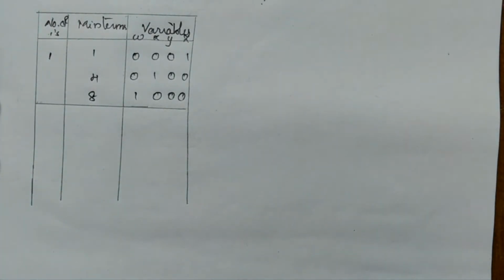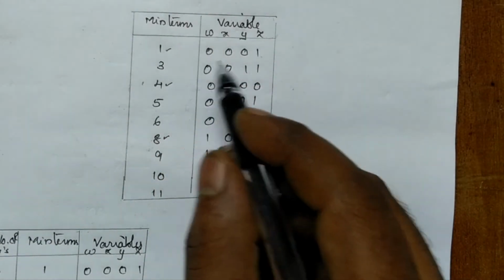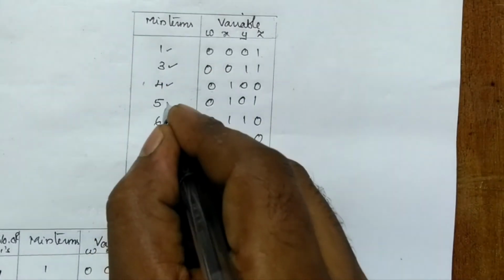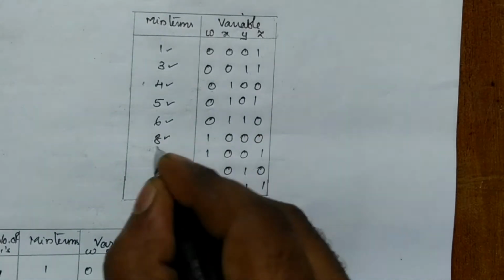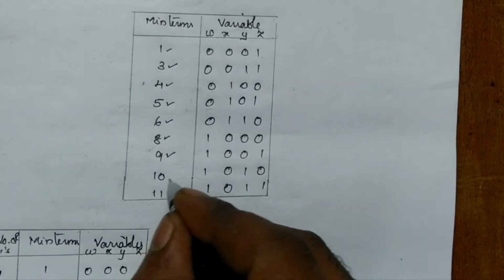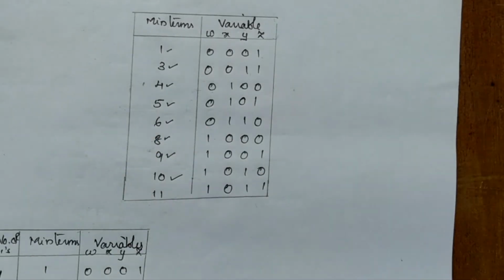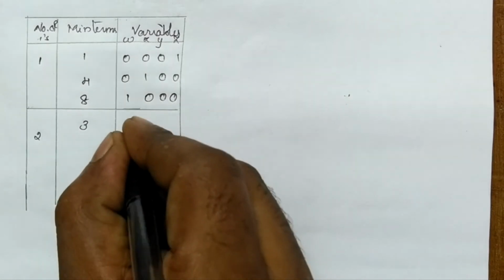Then we need to go for number of ones is equal to 2. So 3 has number of ones equal to 2. 5 also has 2 ones, 6 also, 9 also, and 10 also has 2 ones. But 11 has 3. Therefore, the minterms are 3 with value 0 0 1 1.